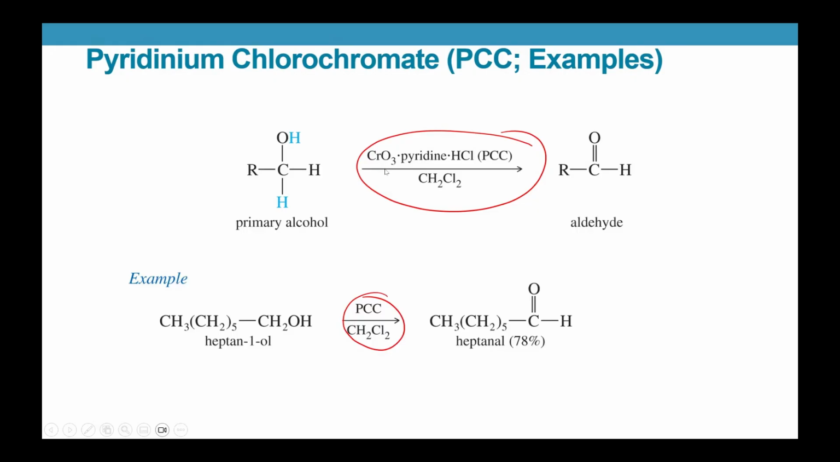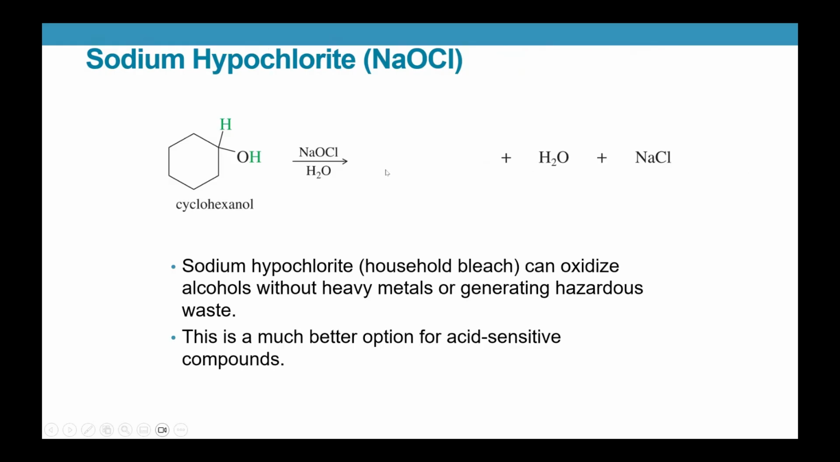the pyridine. Okay, so the last oxidizing agent I want to introduce is sodium hypochlorite, which is household bleach. So another alternative to heavy metals. This is a secondary alcohol. So secondary alcohols, because they only have one hydrogen, can only be oxidized one time to a ketone. Okay, so there's our ketone.